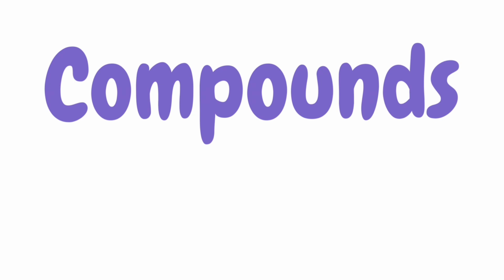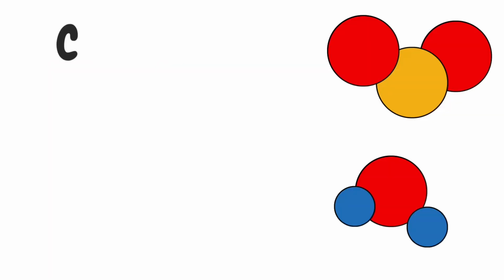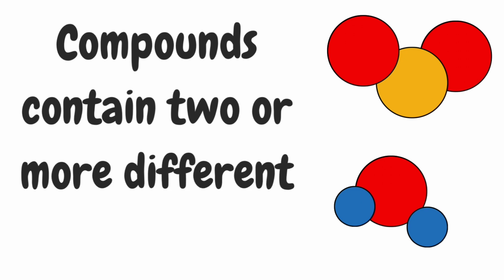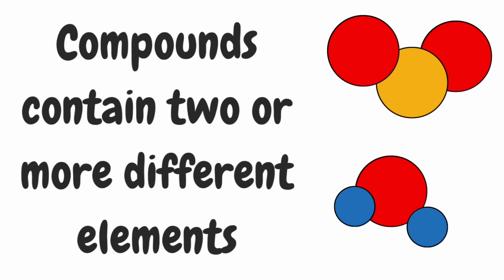Now that we know what elements are, let's look at compounds. Compounds contain at least two different elements. This means that they're made up of at least two different types of atom.